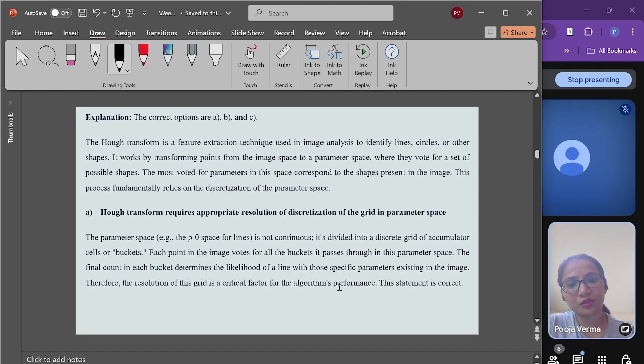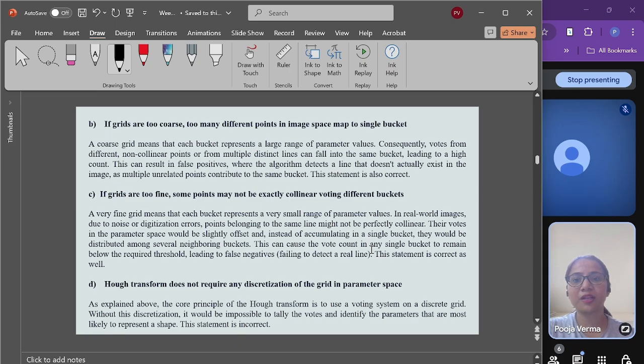Okay, so this statement is correct. That is, Hough transform requires appropriate resolution for discretization of the grid in parameter space. Now, the next option: if the grids are too coarse, too many different points in the image space are mapped to a single bucket. So this is also a correct statement.